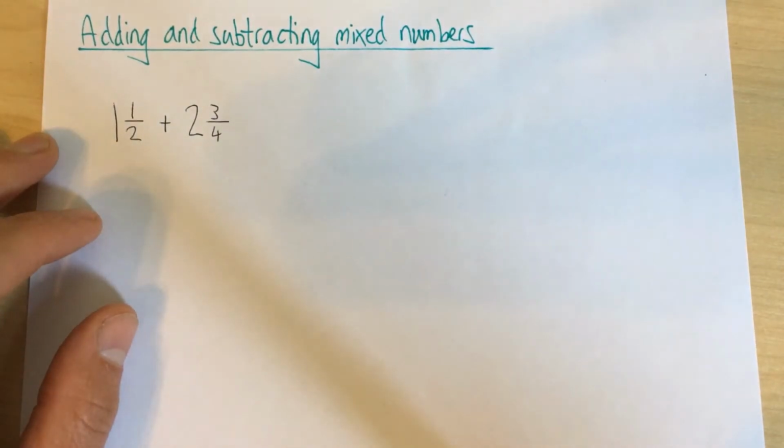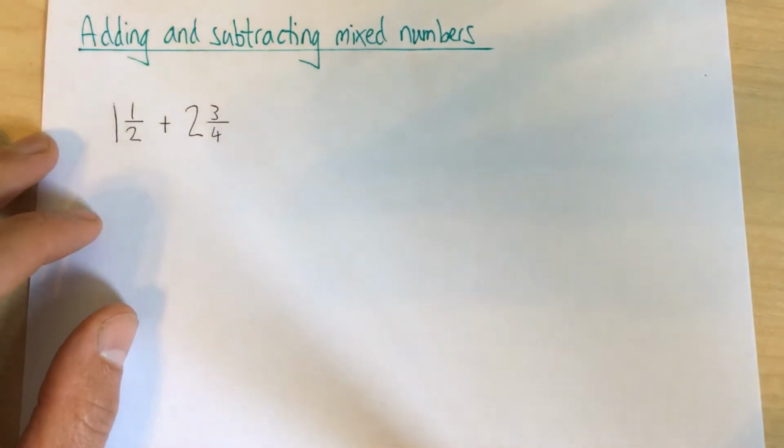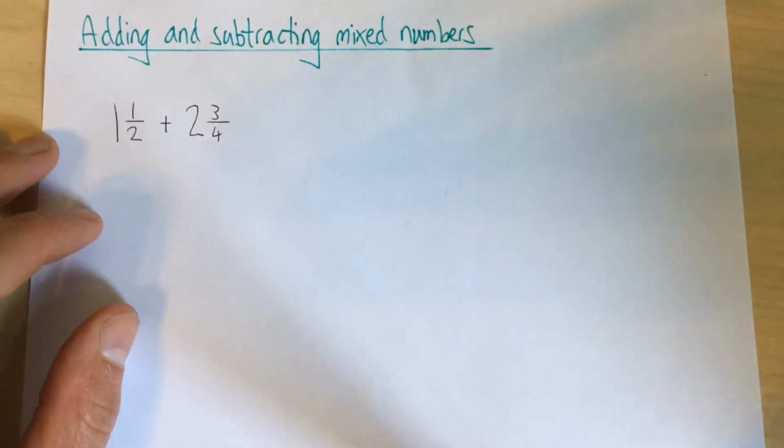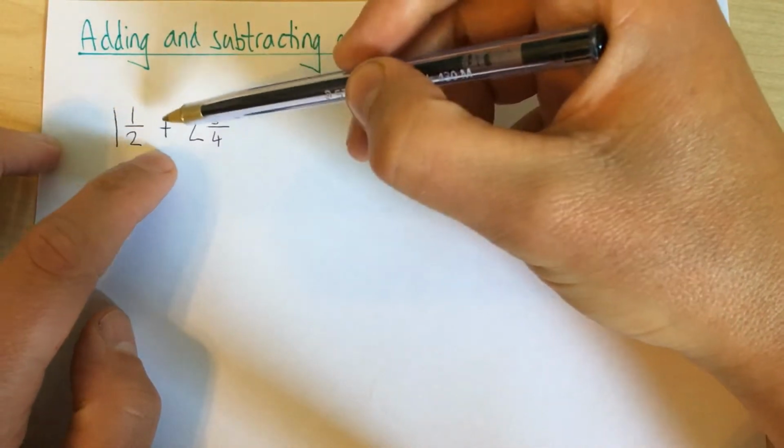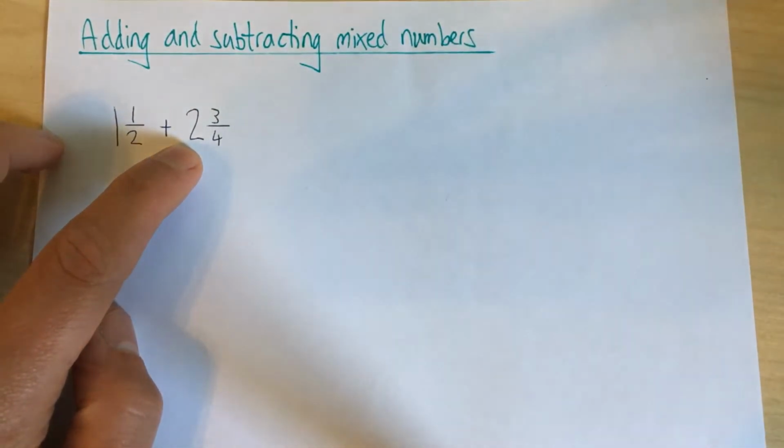Adding and subtracting mixed numbers. Exactly the same skill as adding and subtracting fractions. Well, here we have 1 1/2 plus 2 3/4. I'm going to show you two ways of doing this.